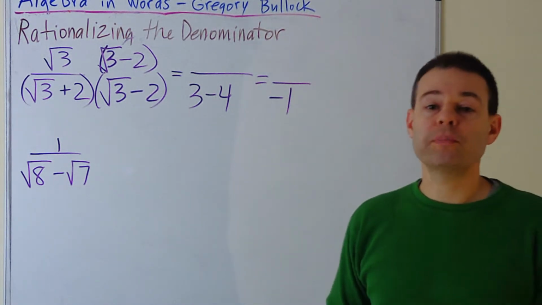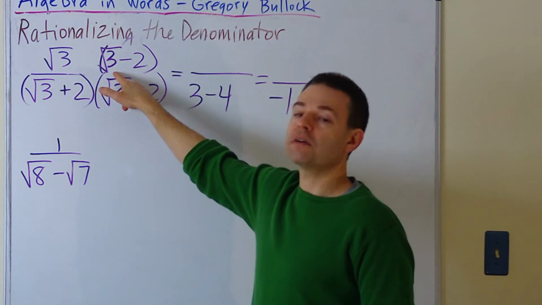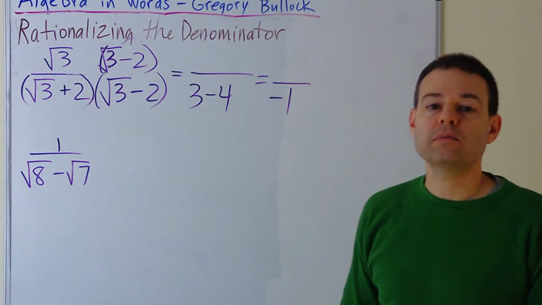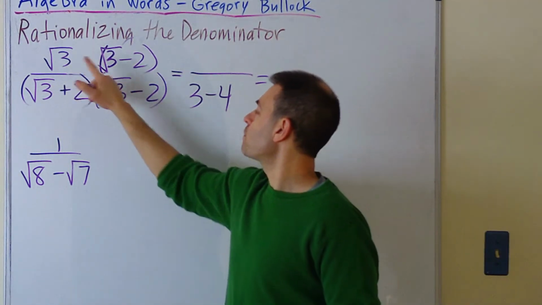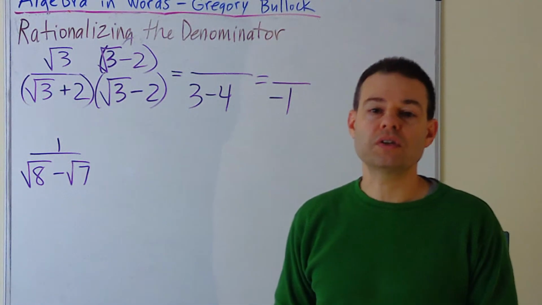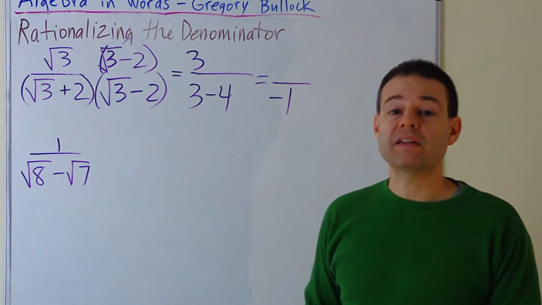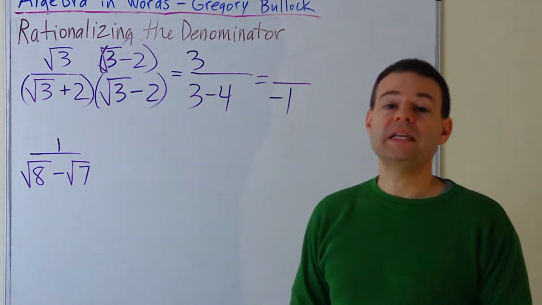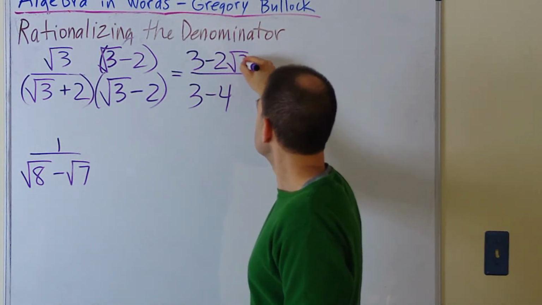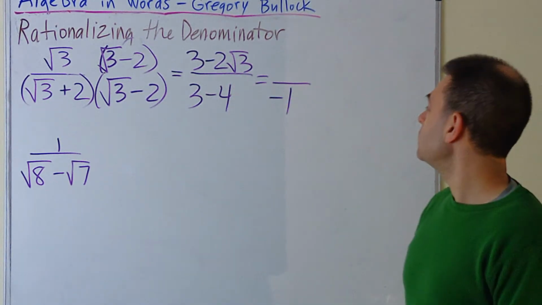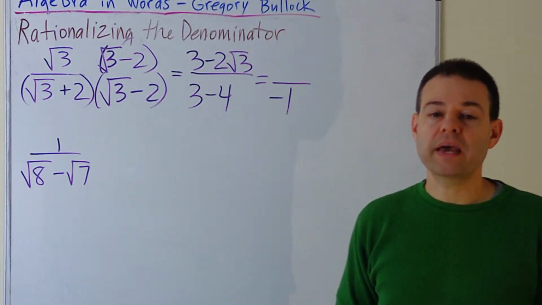We are now distributing square root of 3 through the binomial quantity square root of 3 minus 2. So we just have to multiply those terms appropriately. And let's start with the square root of 3 times the square root of 3, which is 3. And then square root of 3 times negative 2 is just negative 2 square root of 3. And if we could simplify anything in the top, we would, but we can't.